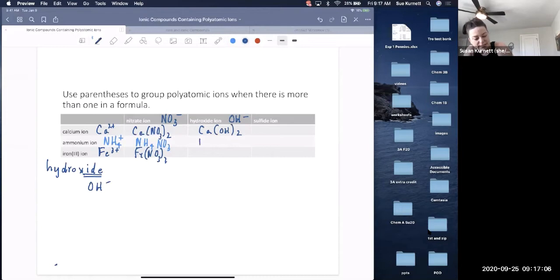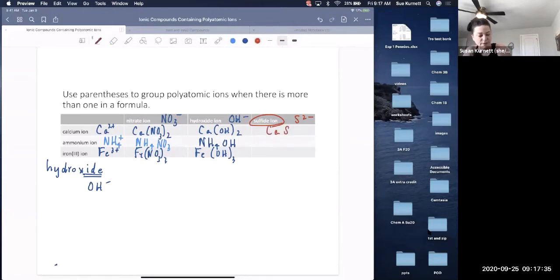Ammonium hydroxide comes together in a 1-to-1 ratio. Iron 3 needs 3 hydroxides because the charge on hydroxide is minus 1. Okay, and then here we have sulfide, and sulfide is just one of those ides. Sulfur has gained 2 electrons to become more stable. Calcium is a +2, sulfide is a -2.